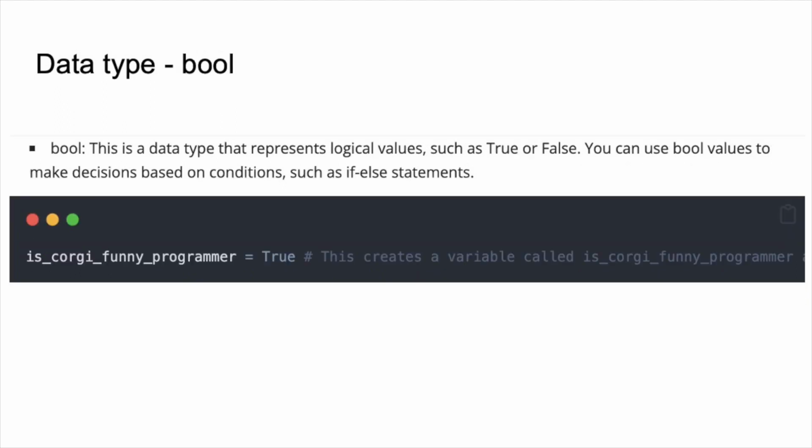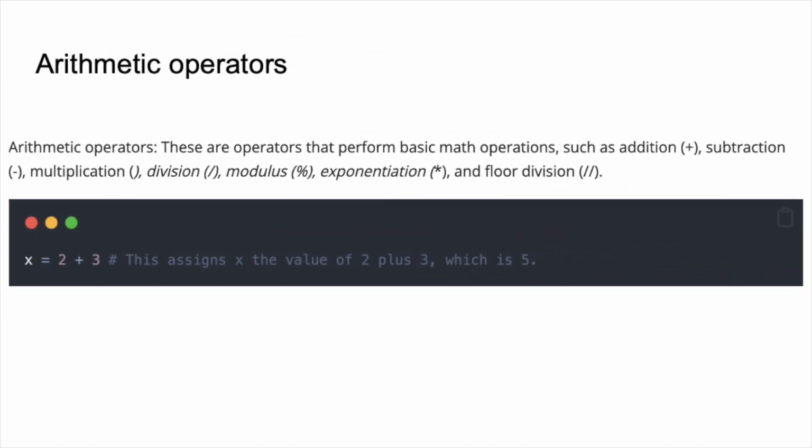Bool. This is a data type that represents logical values, such as true or false. You can use bool values to make decisions based on conditions, such as if-else statements. Operators. Operators are a way to perform operations on values and variables in Python. They are like symbols that tell Python what to do with the data. There are many operators in Python, but here are some of the most common ones.